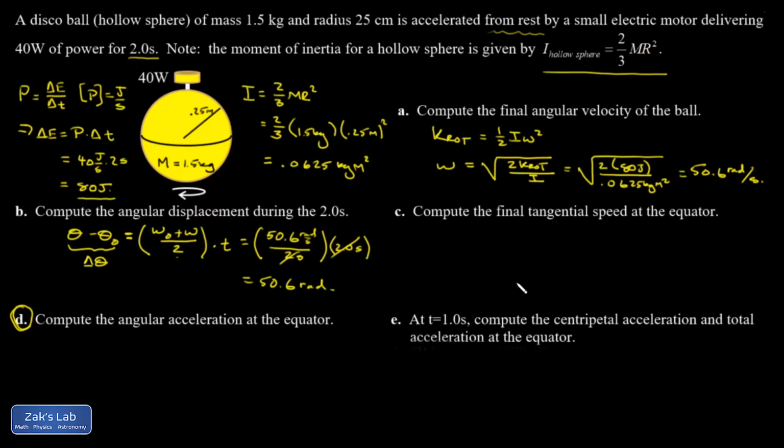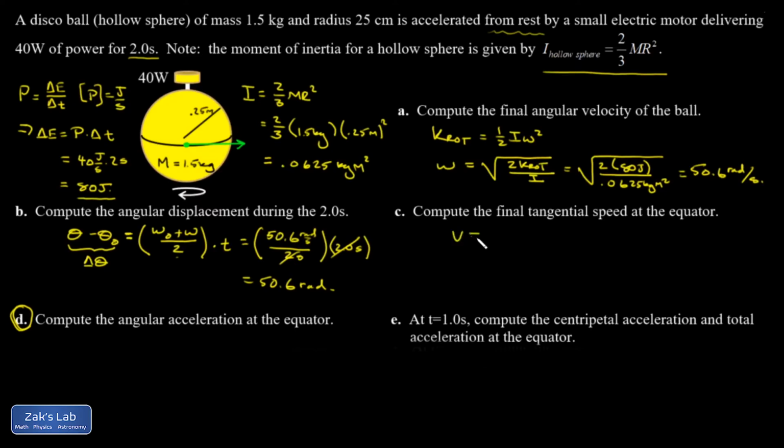The tangential speed at the equator. Okay, so we're asked for the speed right along here. And the reason I had to specify that is you have to know how far this point is from the rotation axis. Well, if you're on the equator, then your distance to the rotation axis is exactly 1 radius.